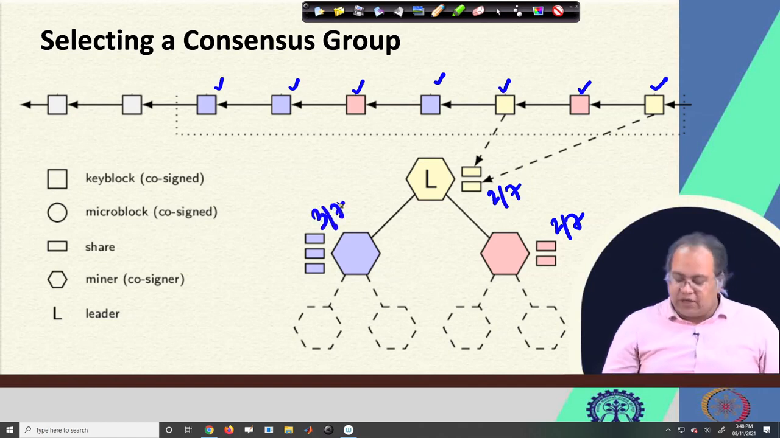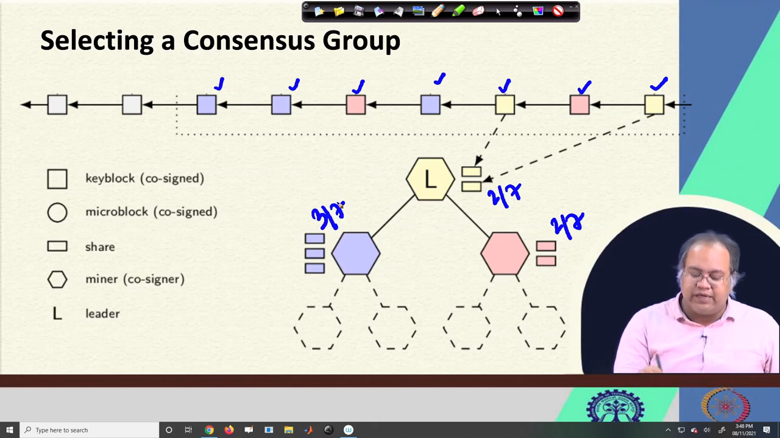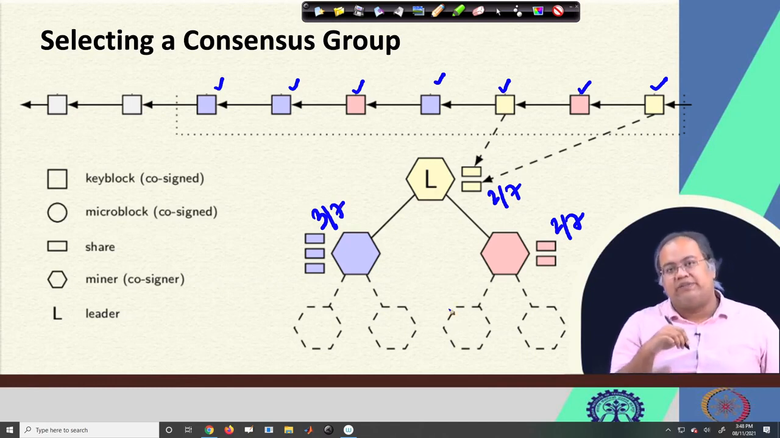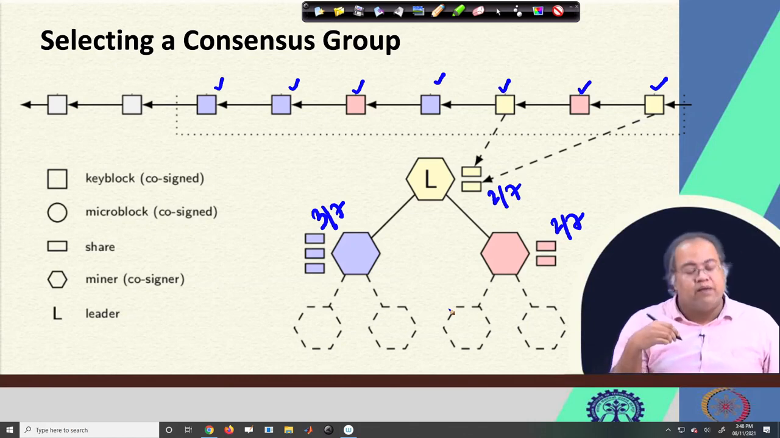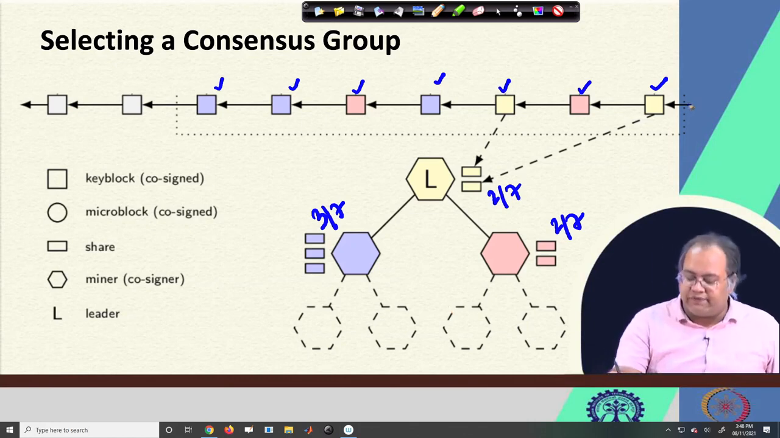Well, now based on that share you create this tree, that is the COSI tree that we have seen earlier, and in that COSI tree these existing miners will form that tree, and then they will run that collective signing mechanism to sign the microblocks which are going to be generated after this particular key block. Okay. So, after this particular key block I will have multiple microblocks.